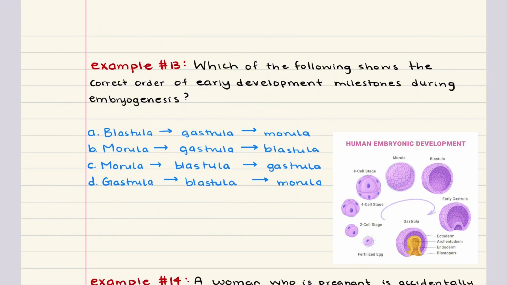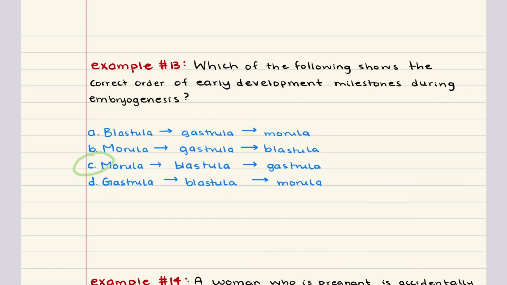This is followed by the formation of the blastula, which is a hollow sphere of cells with a fluid-filled cavity called the blastocoel. The next major step is gastrulation, where the blastula is reorganized into a gastrula containing 3 primary germ layers: ectoderm, mesoderm, and endoderm. These layers will give rise to all of the tissues and organs of the body. Therefore, the correct chronological order of these developmental milestones is morula, blastula, then gastrula. And the correct answer here is C.